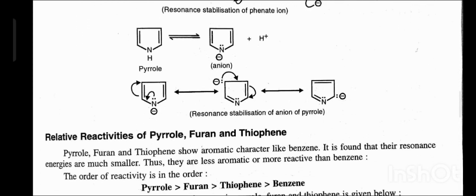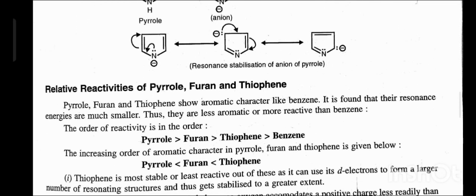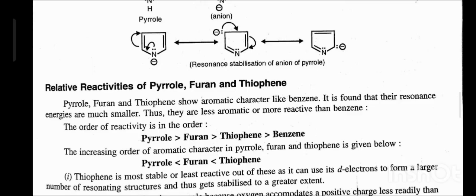Relative reactivity of pyrrole, furan and thiophene. Pyrrole, furan and thiophene show aromatic character like benzene. It is found that their resonance energies are much smaller. Thus, they are less aromatic, or more reactive, than benzene. The order of reactivity is as follows. Pyrrole is much more reactive than furan. Furan is much more reactive than thiophene, and thiophene is much more reactive than benzene.